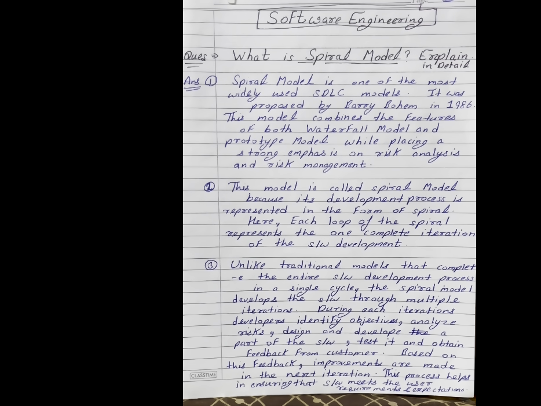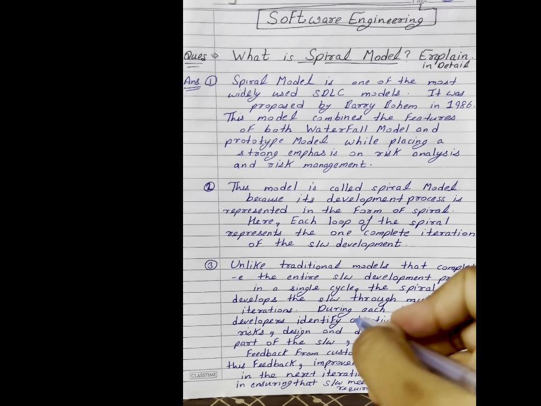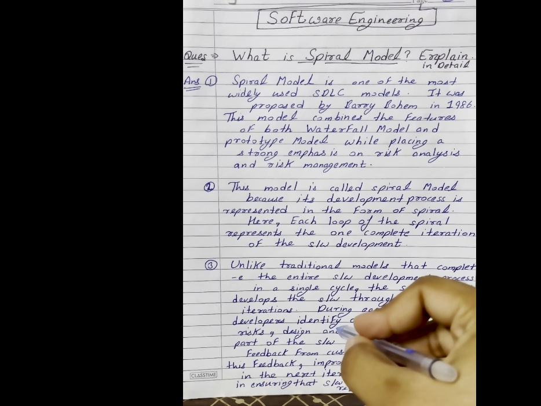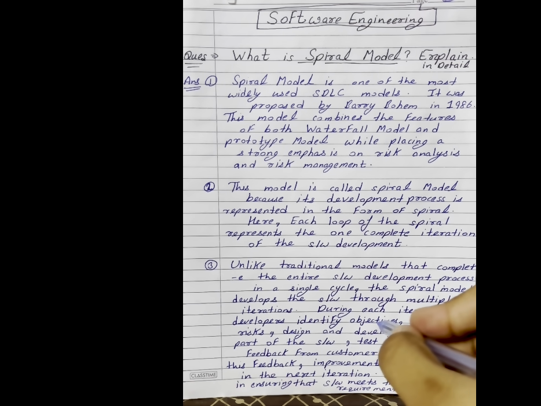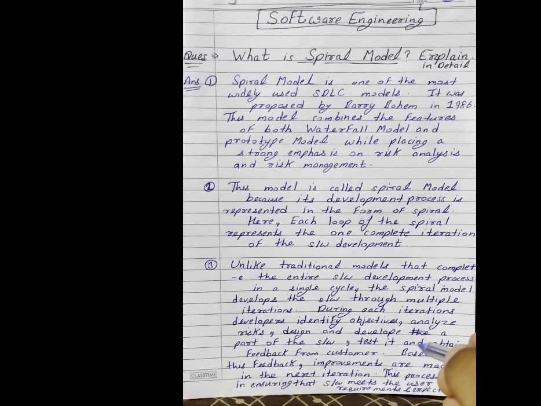Unlike the traditional models that complete the entire software development process in a single cycle, this spiral model develops the software through multiple iterations, and during each iteration developers identify the objectives, analyze risk, design and develop a part of the software, test it and obtain feedback from the customer. After that, based on this feedback, improvements are made in the next iteration, and this process helps in ensuring that the software meets the user requirements and expectations.